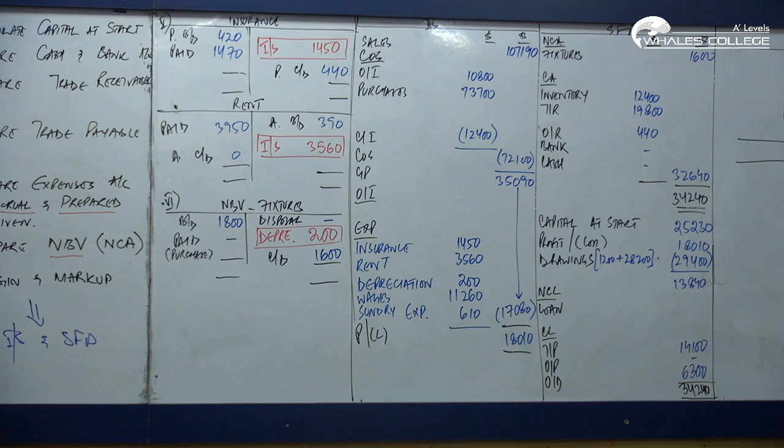Sometimes you may have cash sales and cash purchases, so you have to take the totals. Now capital at start for question number 5, Malik.